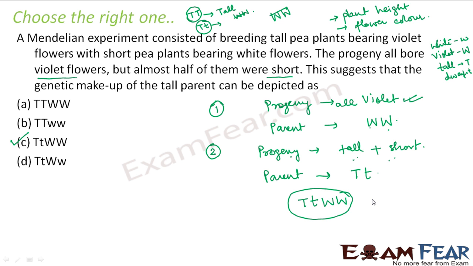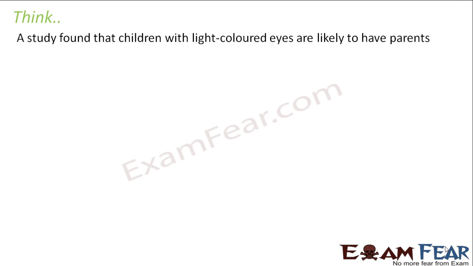So what is going to be the genetic makeup of the short parent? This will cross with the short parent, that is ttww. Because the short parent is obviously this, since the short trait is the recessive trait. So it has to have everything recessive. Even if one of them is capital T or capital W, it will not be a short plant bearing white flowers, because the short trait is recessive and the white trait is also recessive. So it will be this. Clear? Okay. So let us look at the next question.